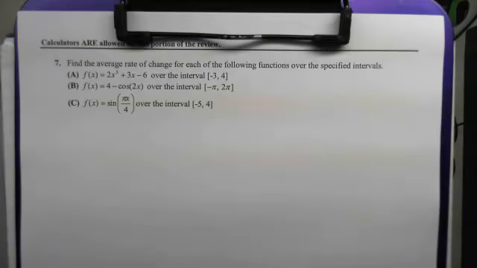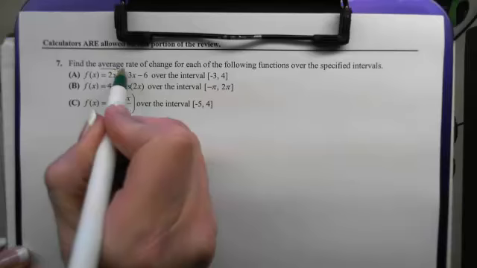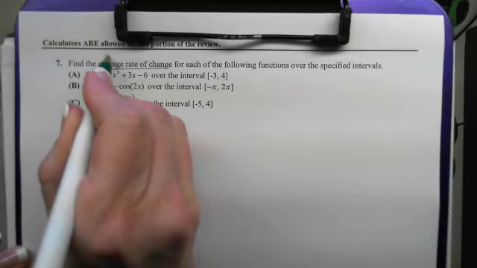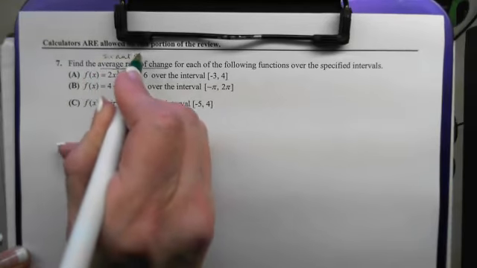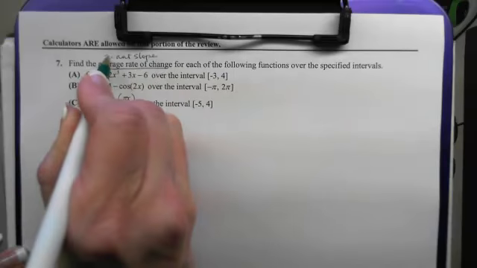Okay, we're still on the 2.6 to 2.9 review. Calculators are allowed, and this is number 7. The goal for all three is to find the average rate of change. So if you recall, that average rate of change is the same as a secant slope. So that requires that we know 2 points.